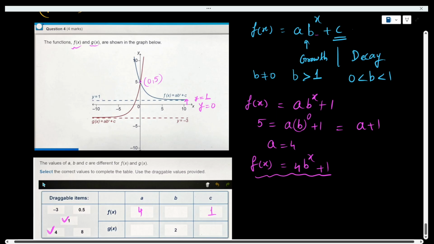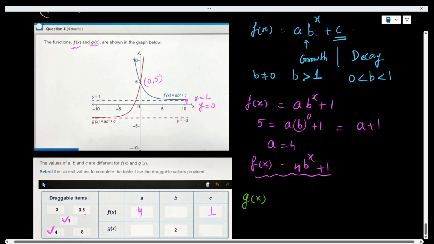B value we will see, because you know that it is exponential decrease, so it should be between 0 and 1. So definitely it should be 0.5. But we will just fill that later on. Let us find out the graph for now, g of x here.